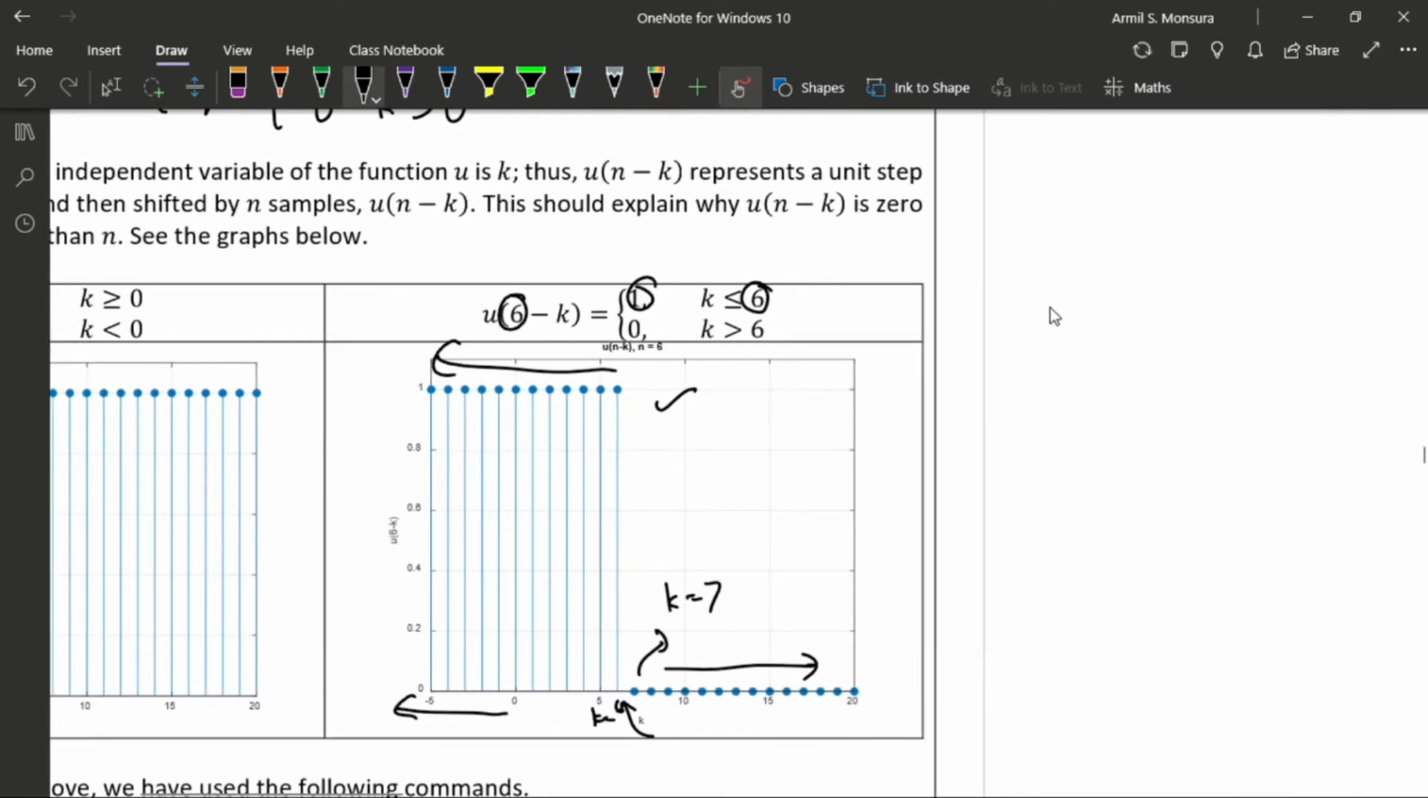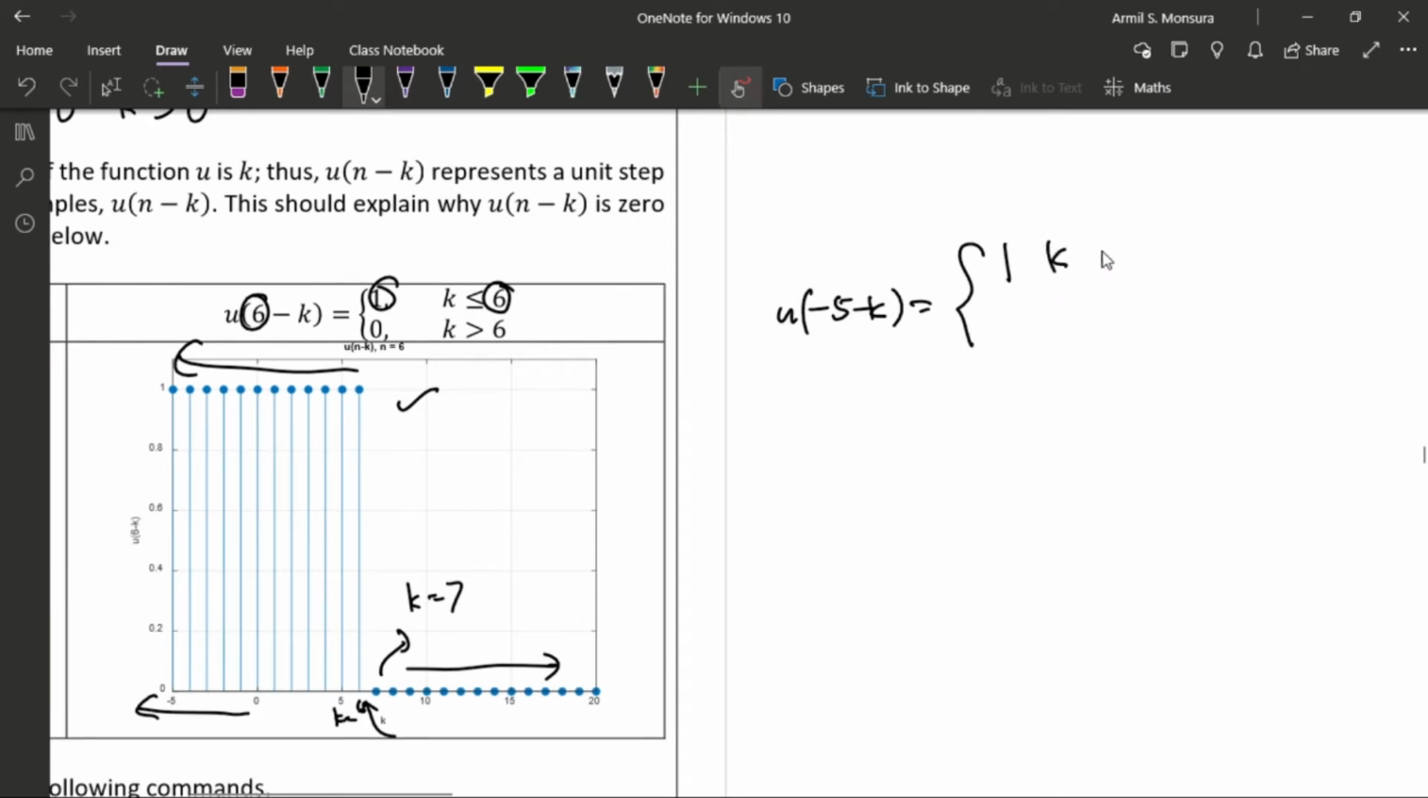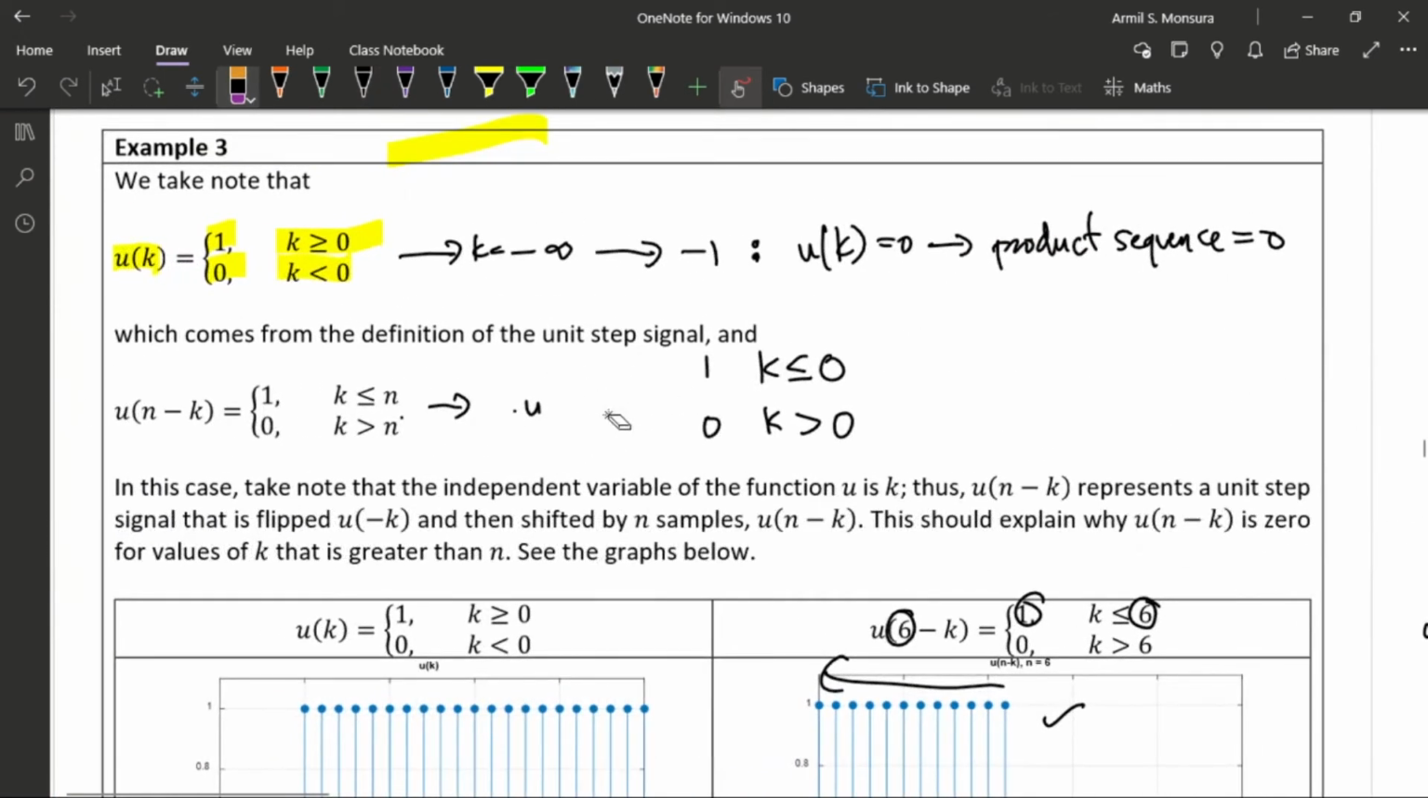Ganun din yan kapag halimbawa, ginawa natin u of negative 5 minus k. Ang magiging value niyan ay 1 for k less than or equal to negative 5. Ibig sabihin, hanggang sa k equals negative 5, ang value ng u of k nyo ay 1, at 0 siya for k greater than negative 5. Pag lumampas siya ng negative 5, magiging 0 na siya. So, in general, ang value ng u of n minus k ninyo ay 1 for k less than or equal to n, at sa kanan ng n, 0 siya.